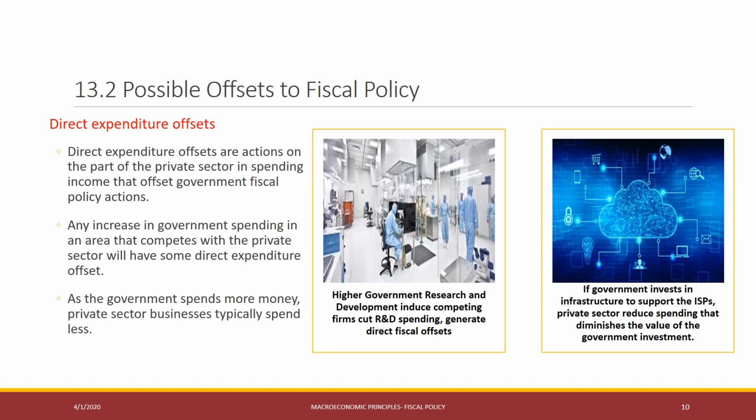Higher government research and development includes competing firms that cut R&D spending, and it generates a direct fiscal offset. If the government invests in infrastructure to support the ISP, that is your internet service provider, the private sector reduces the spending that diminishes the value of government investment. So as the government spends more money, private sector businesses typically spend less.